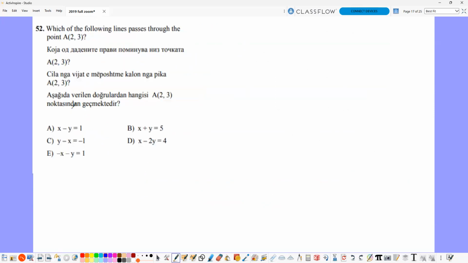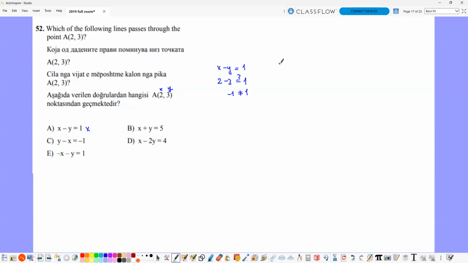This is a classical question that we had in many years. With respect to this given information, what is the equation that is passing through the point 2, 3, which means that we have to replace x and y by 2 and 3. This is going to be x and this is going to be y. So I'm going to try one by one. If x minus y is equal to 1, which means that 2 minus 3, is it equal to 1? No, because minus 1 is not equal to 1. So this is not our equation.